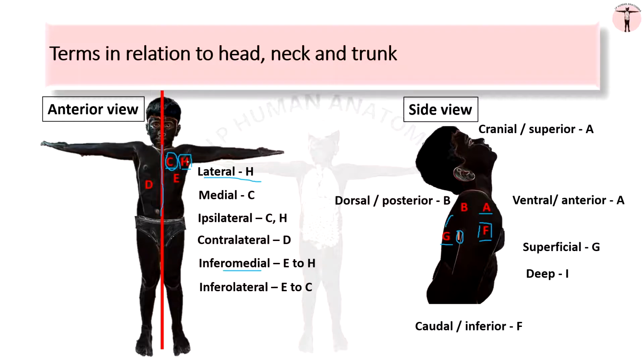Now to compare with H, E is inferior to H and also it is medial to H. It is closer to the midline compared to H. So E is inferomedial to H. Now if we compare E to C, E is inferior to C and at the same time it is away from the midline, so it is lateral to C when compared. So E is inferolateral to C.